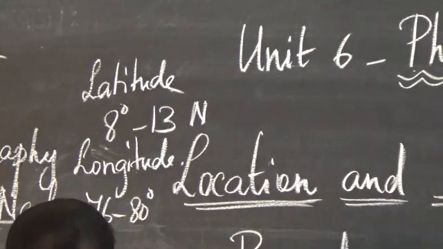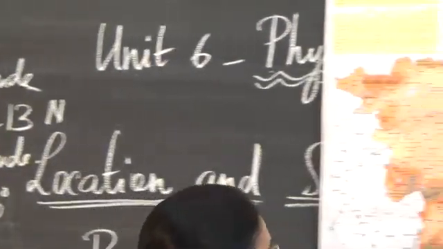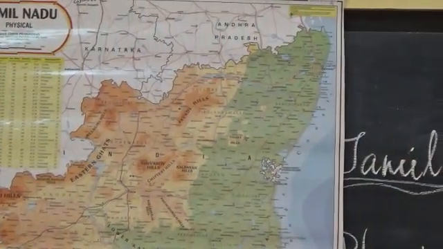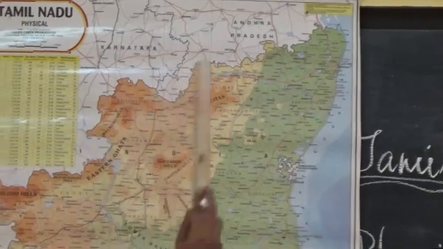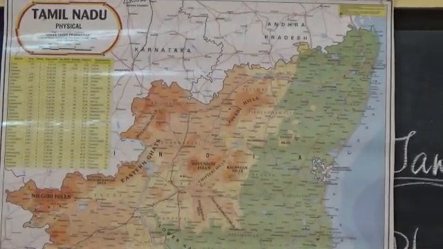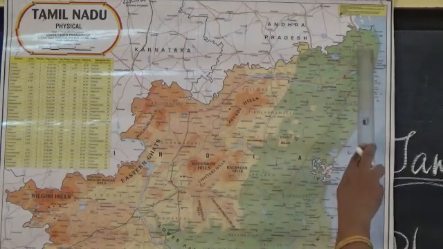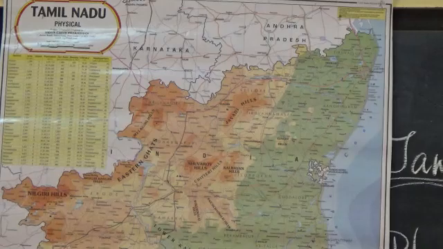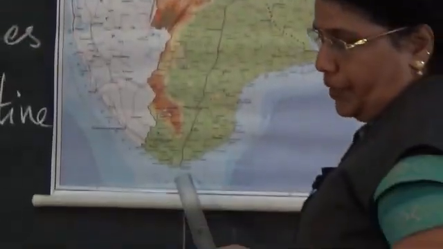And on the eastern side, we have the point Kalimere. On the western side, we have the hills of Anaimalai. Then, on the northern side, we have the Pulicat Lake, and at the southernmost tip, we have Cape Comorin.